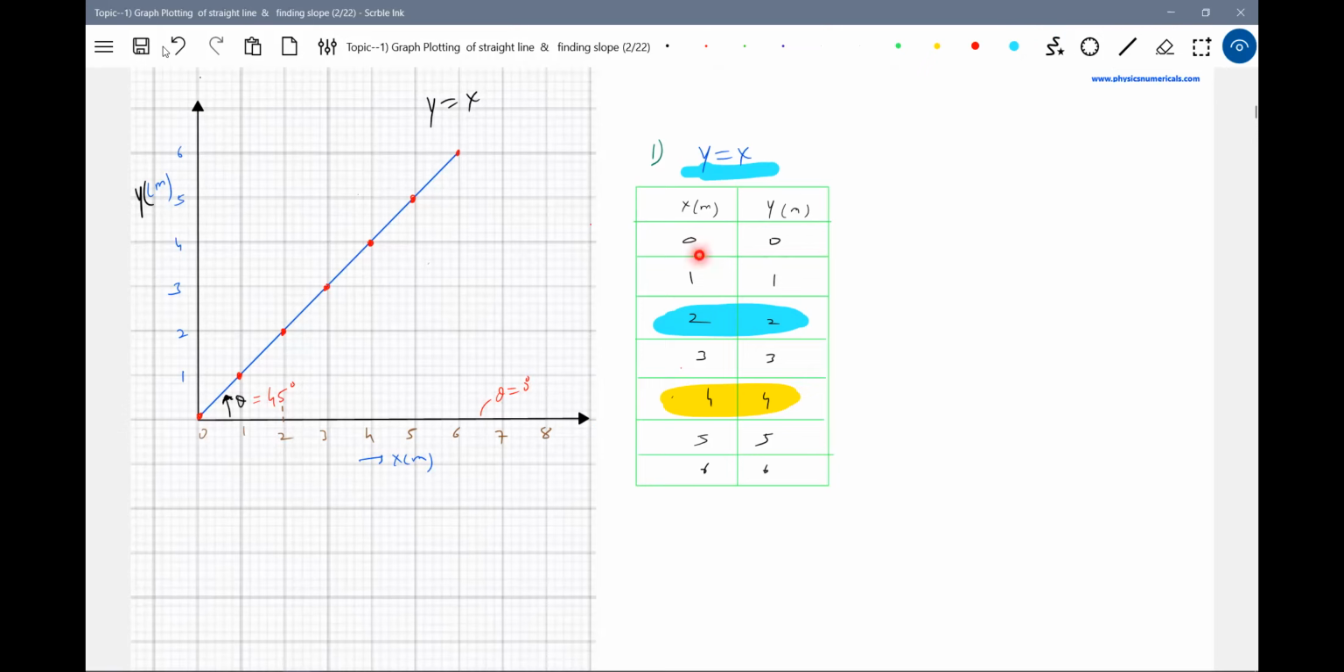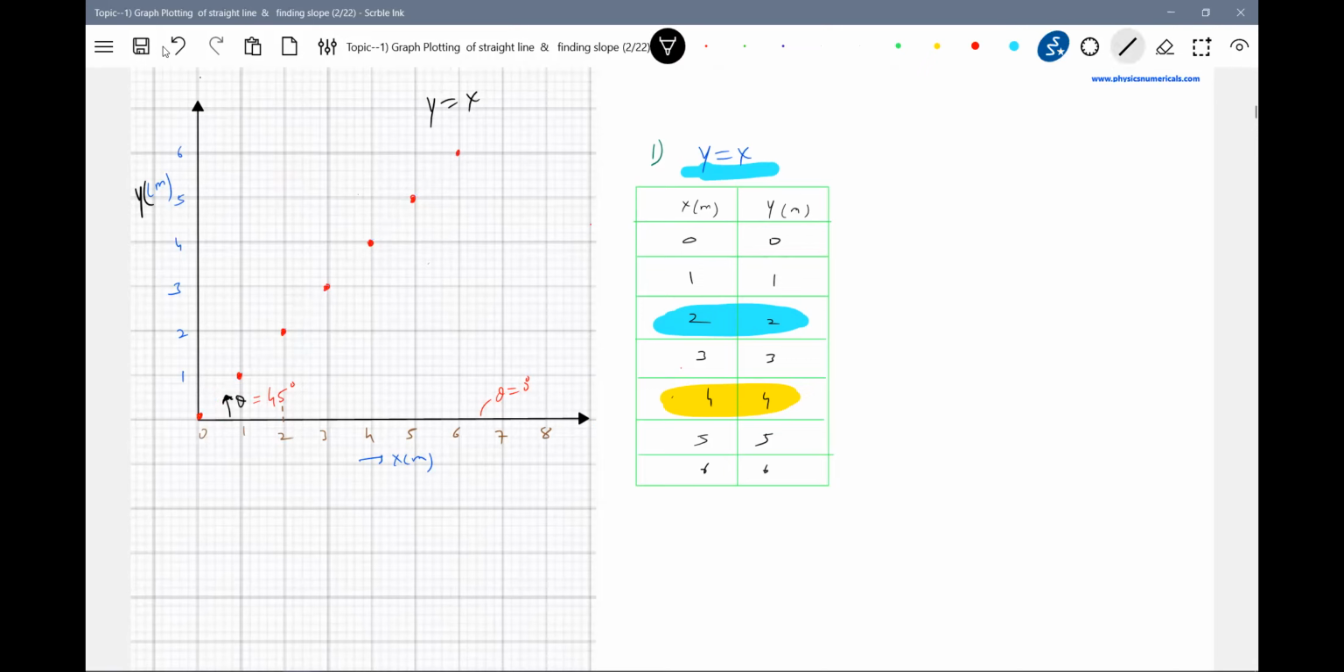Directly, for x equal to 0, y will be 0. X equal to 1, y will be 1. Look at the red dot, the experimental dot. Put x equal to 2, y will be 2. X equal to 3, y will be 3. X equal to 4, y will be 4. X equal to 5, y will be 5. X equal to 6, y will be 6. Then I'll join all those red dots.